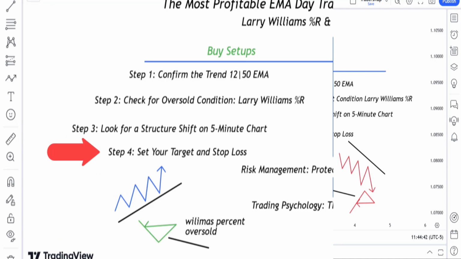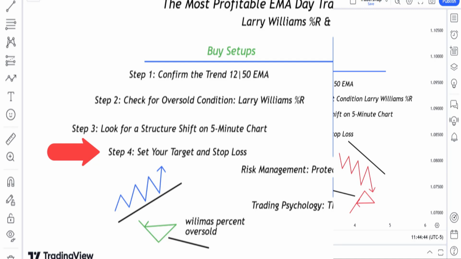Step 4. Risk management. Finally, let's lock in our trade with smart risk management. Place your stop loss just below the previous swing low to protect yourself from unexpected market moves. This keeps your risk controlled while giving your trade enough breathing room. For targets, aim for a 1 to 3 risk-reward ratio. You're risking $1 to make $3. This ensures that even if you lose more trades than you win, you'll still end up profitable.